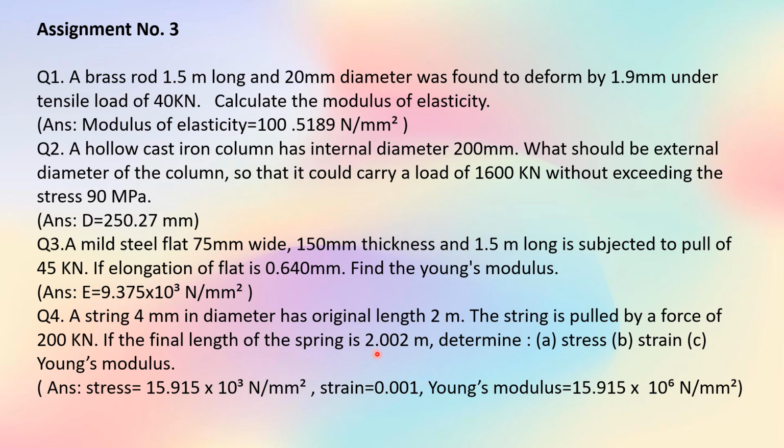Now in this problem, delta L is not given. So this is the final length, that is 2.002, and the original length is 2 meter. So delta L is equal to final length minus original length, that is 2.002 minus 2. That will give you the change in length delta L. And delta L upon original length L will give you strain. Strain is 0.001, and here there is no unit because strain doesn't have any unit.